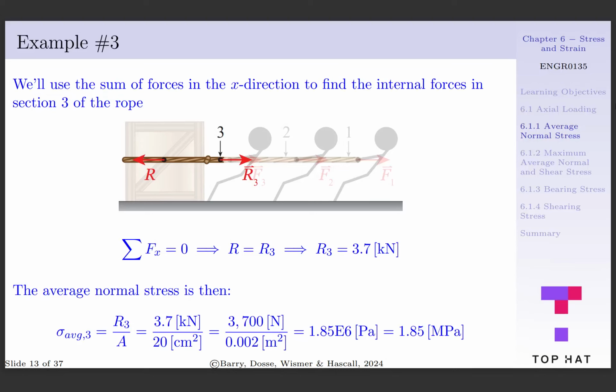We can now input this value into the average normal stress equation, R per A, which is equal to 3.7 kilonewtons per the cross-sectional area of the rope, 20 centimeters squared, to get 3,700 newtons per 0.002 meters squared. And this value gives us an average normal stress of 1.85 e to the 6th Pascal, or 1.85 megapascal.